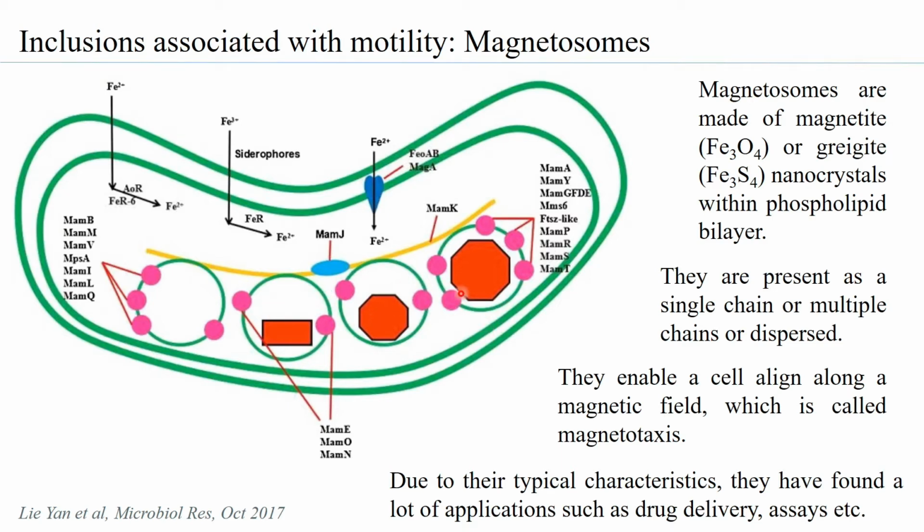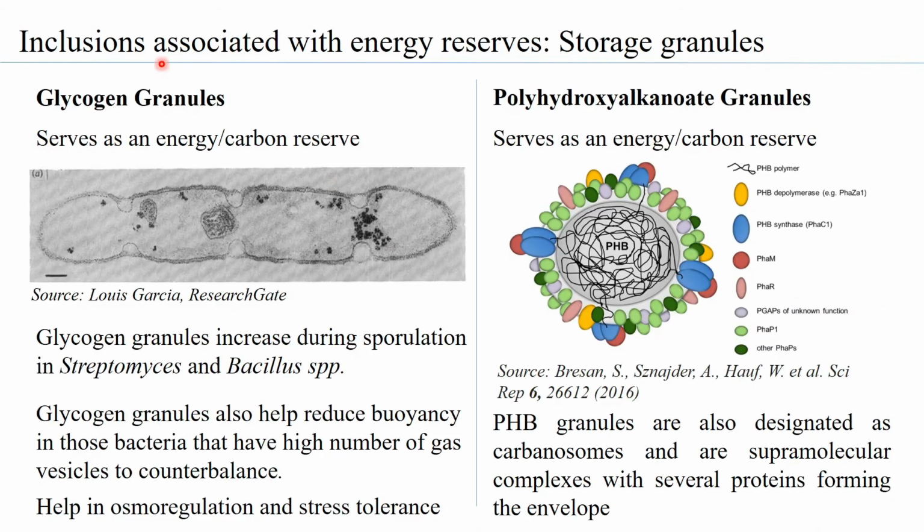Of course, the synthesis of these magnetosomes depend on several enzymes. So you can see there are lots of proteins present, and many of these proteins act as enzyme that enable the magnetite or the aggregate to be taken into the magnetosomes. Inclusions associated with energy reserves.